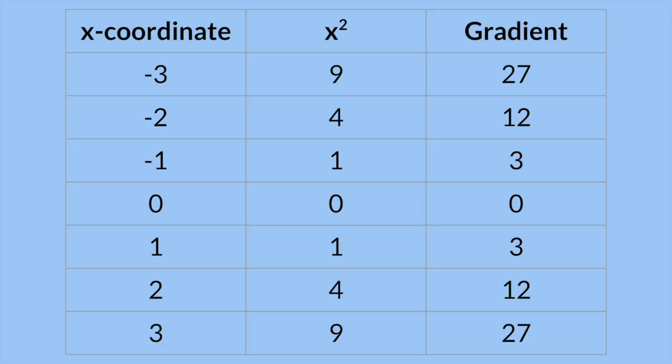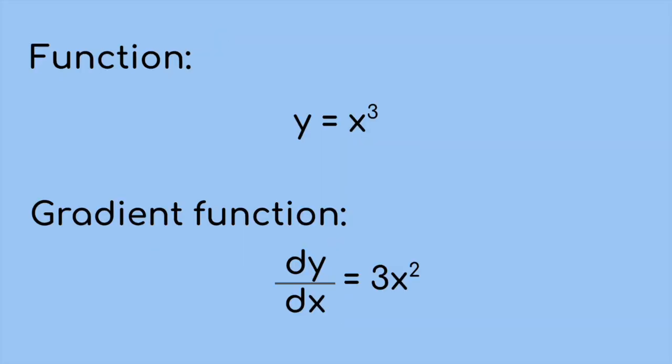And so what have we found there? We found that the gradient is always 3 times by x squared, 3x squared. So when y equals x cubed, dy by dx is 3x squared.